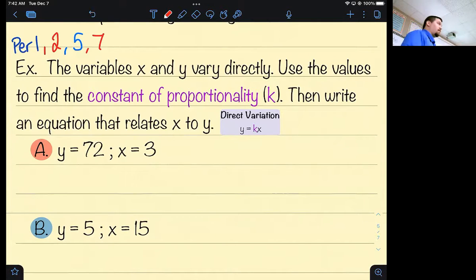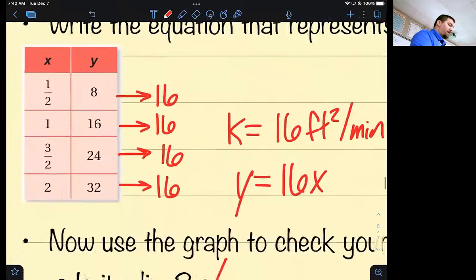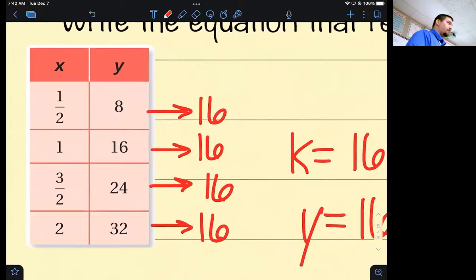These problems tend to confuse everybody, but we've already done problems like this. Go back to the vacuum problem. How did we find k? We divided. Which number did we divide first? Y, or 16, divided by 1, right? Y divided by x. They gave us 4 points here. All of them gave us the same answer because it's a proportional relationship. They're all going to be the same.